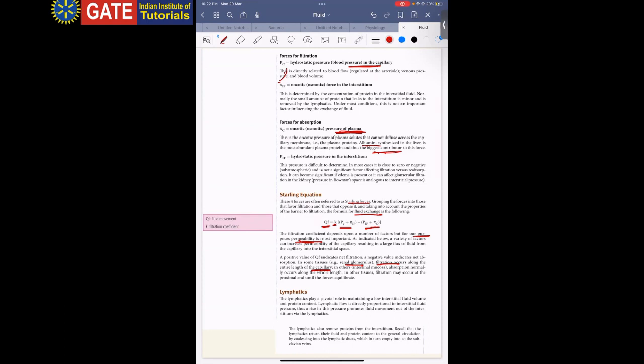Okay. So if there is an increase in the pressure, that will promote the fluid movement out of the interstitium via the lymphatics. The lymphatics will remove that extra fluid. Again, lymphatics also remove the proteins from your interstitium. And then it will empty into the thoracic duct via the subclavian vein.